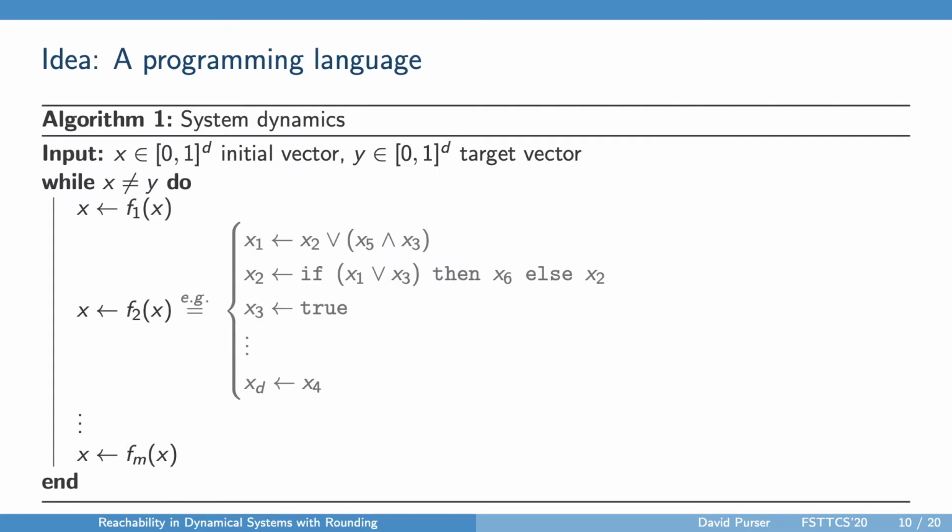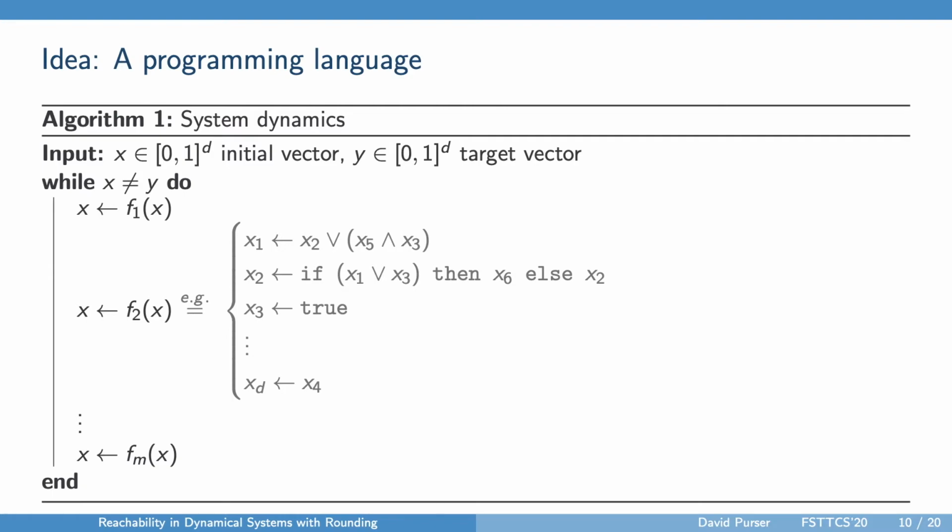This leads us to a simple programming language whose dynamics can be embedded into the dynamical system. Here we're given an input vector x and a target vector y, and we have a while loop which operates whilst ever x is not equal to y. We then apply several functions in succession, where each function is some combination of Boolean functions. Hopefully you can see that this programming language is reasonably powerful. It operates on Boolean variables with a while loop and branching.